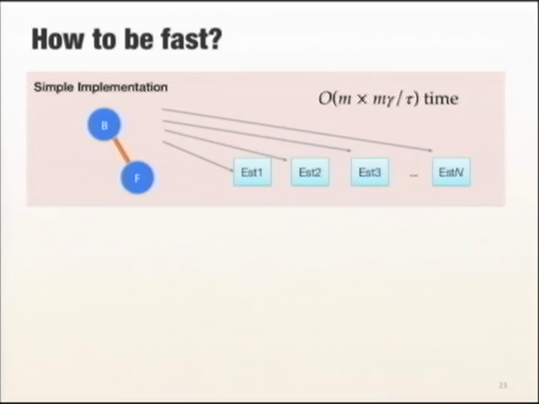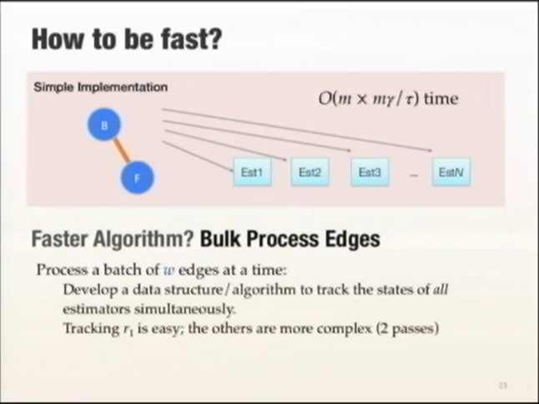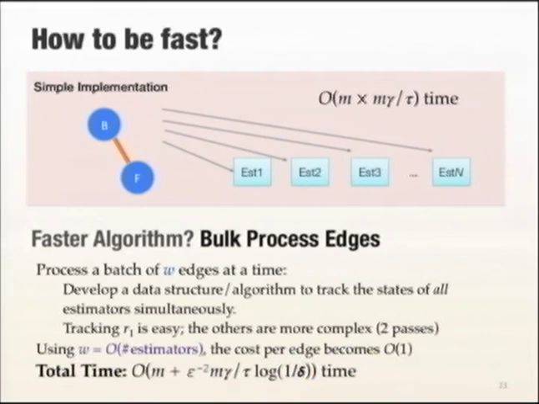So we looked into designing a faster algorithm, and the idea here is to bulk process edges. Let's say that a batch of W edges arrive at a time. And this is sort of motivated by the fact that maybe you don't need to query it every single time instant. So you can buffer everything and then process them together. And you can create a data structure to track the states of all the estimators simultaneously. And if you can do this in linear time, linear in W, then if you set W to be like the number of estimators, the cost per edge becomes something like constant, and you get the total time that I claimed. Let me sketch how you would pick level 2 edges in this setting.